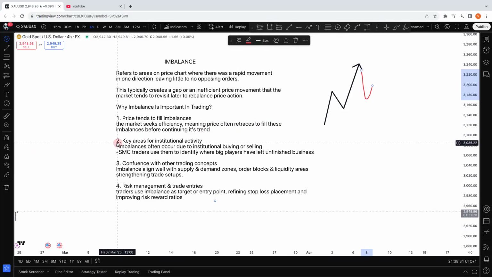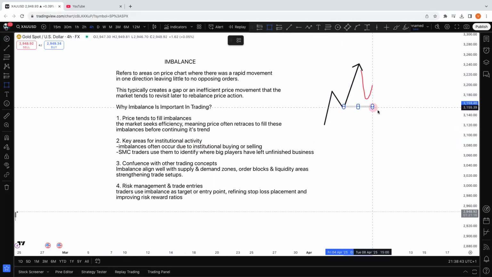The number two reason is key areas for institutional activity, right? Imbalances often occur due to institutional buying or selling. Like I already told us, an order block here is what we usually sponsor an imbalance, right? And for the imbalance to be formed, it means a huge order has been pumped in, huge liquidity has been pumped into the market, right? So price will always seek to come back to retrace and correct the imbalance, right?